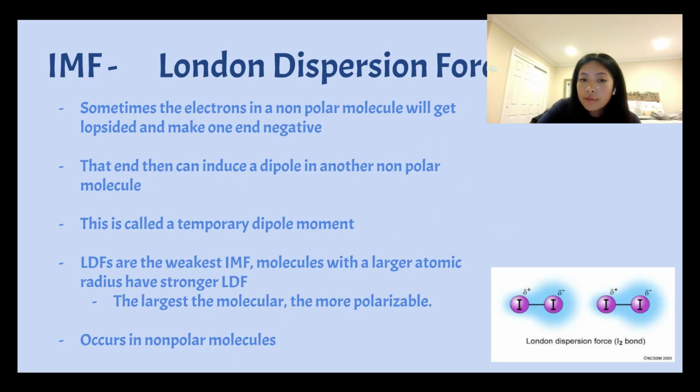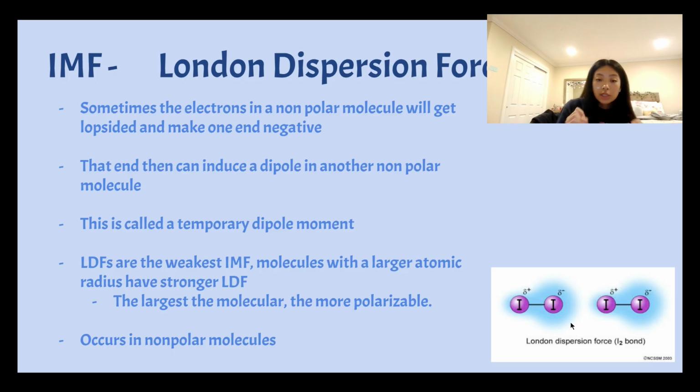So the first IMF is London dispersion forces. London dispersion forces occur because sometimes the electrons in a nonpolar molecule will get lopsided and make one end negative. So the end that is negative can induce a dipole in another nonpolar molecule, and this causes a temporary dipole moment. If that's hard to understand just by reading the words, you can look at this diagram.